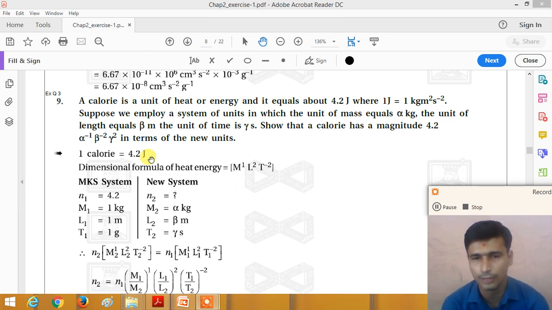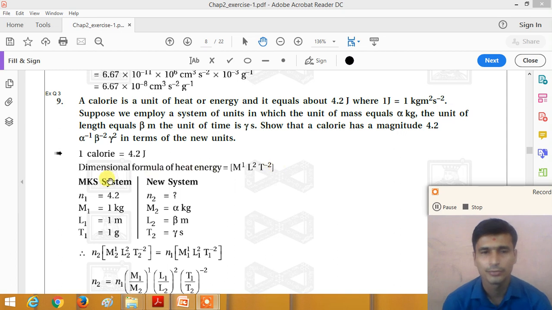So first of all, remember the dimensional formula of energy. What is the dimensional formula of energy? The dimensional formula of heat or energy is M1 L2 T minus 2. So here we use the first use of dimensional analysis. What is the first use of dimensional analysis? It is used to relate the units of different systems of units.